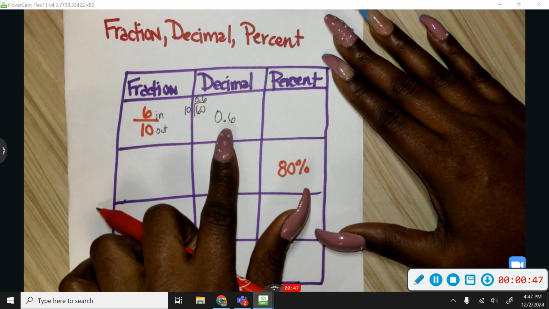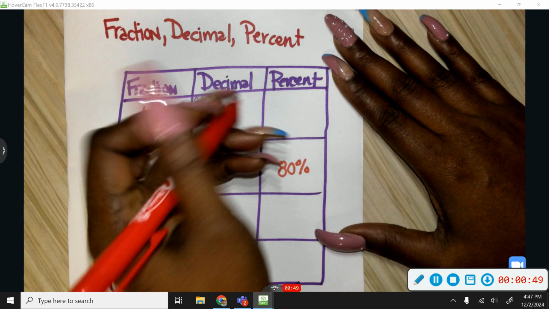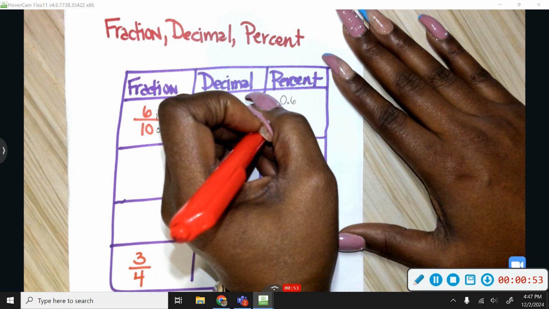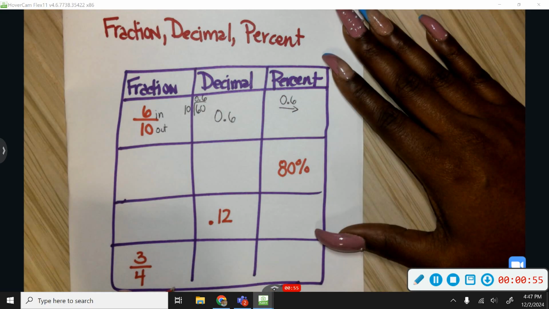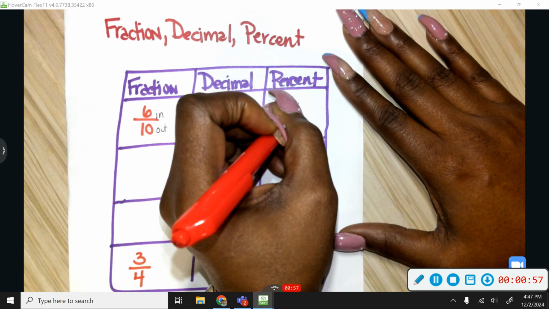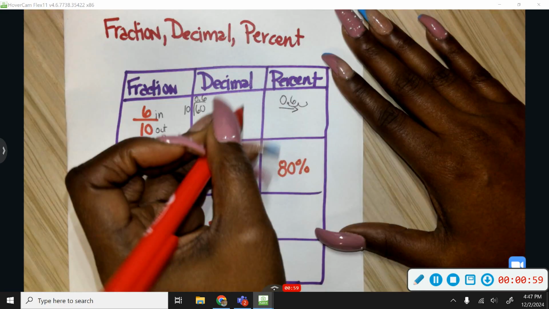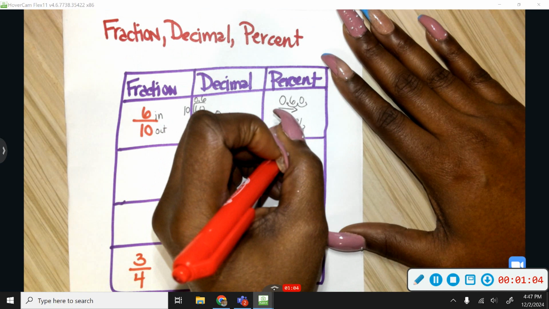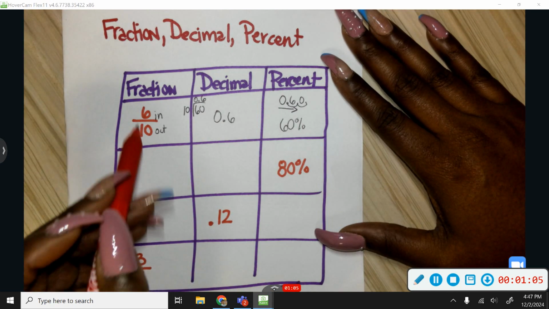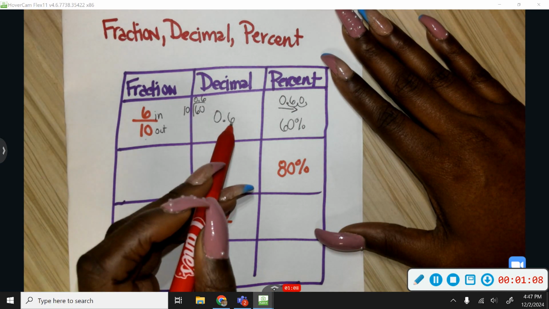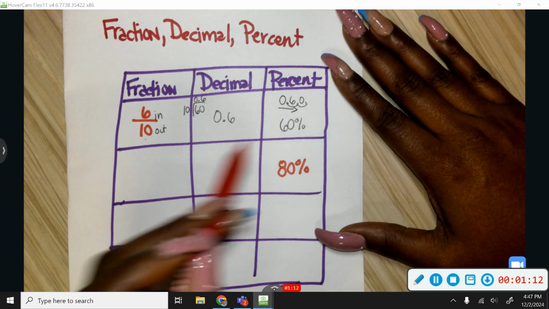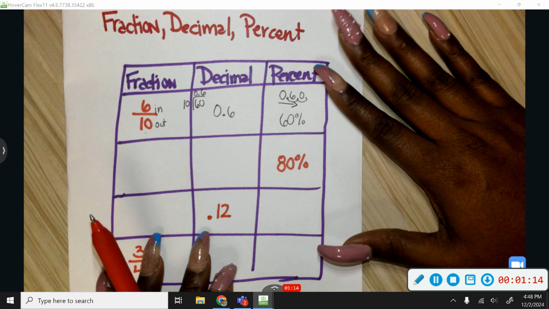From a decimal to a percent, I would simply move my decimal 2 times to the right. 1, 2. In that open spot, I would simply put a placeholder. So in that case, 60%. So we know that 6 over 10, 0.6, or 6 tenths, and 60% are all equivalent. Let's look at the next one.